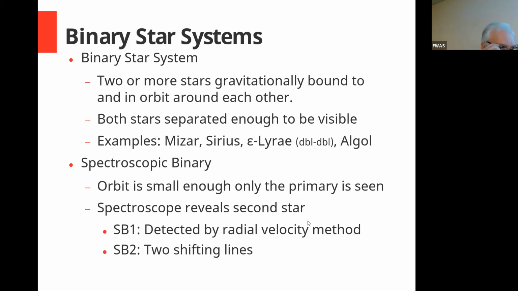So does everybody know what binary stars are? Does everybody know what spectroscopic binaries are? I hope so, because I can just skip this if we don't have to.